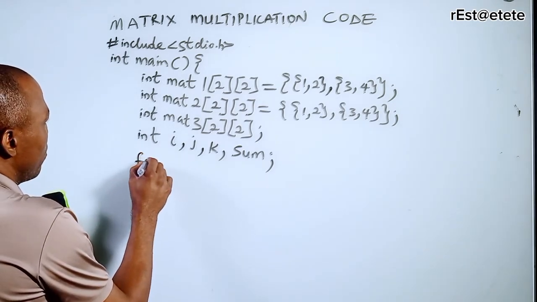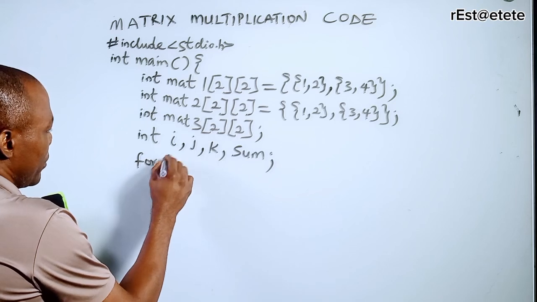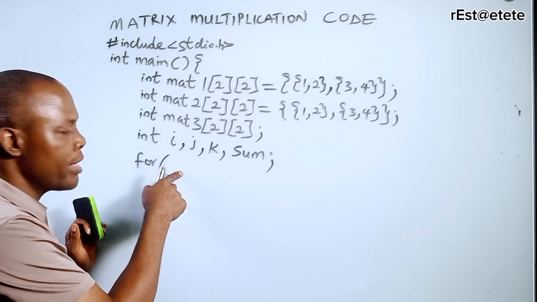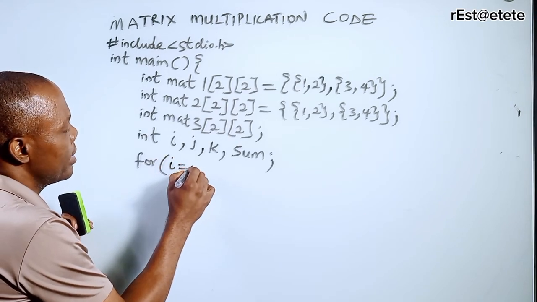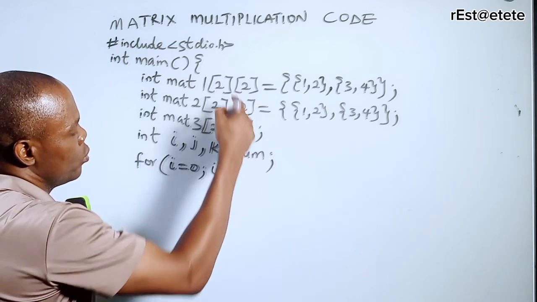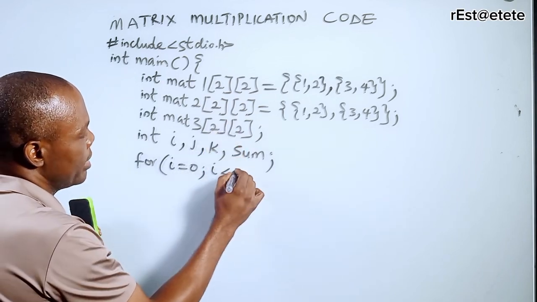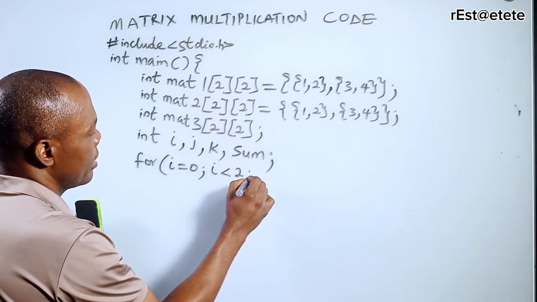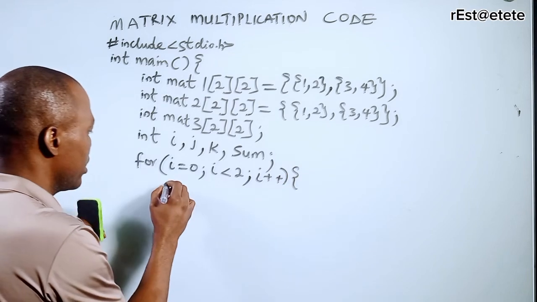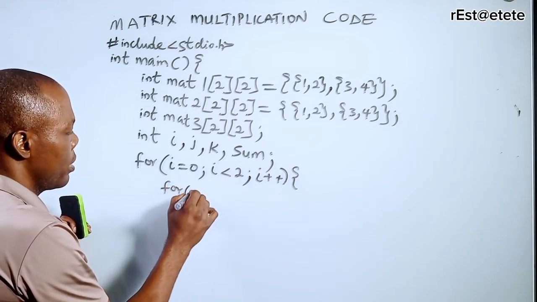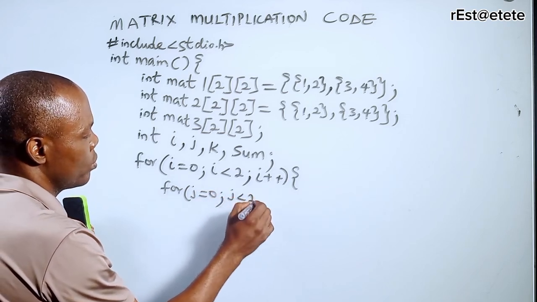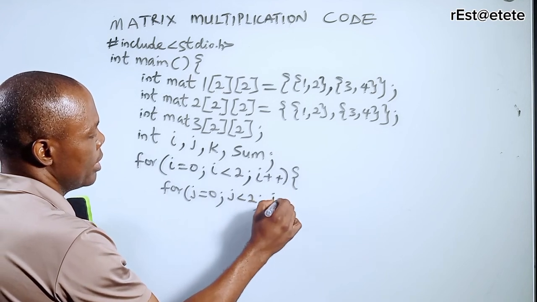So I'll say for, since I have declared them outside, I don't need to declare them inside again. I'm just going to initialize them. So I assign 0 to it, comma. So i less than 2. Then i plus plus. You go in, then another one for j, assign 0 to it, j less than 2, then j plus plus.